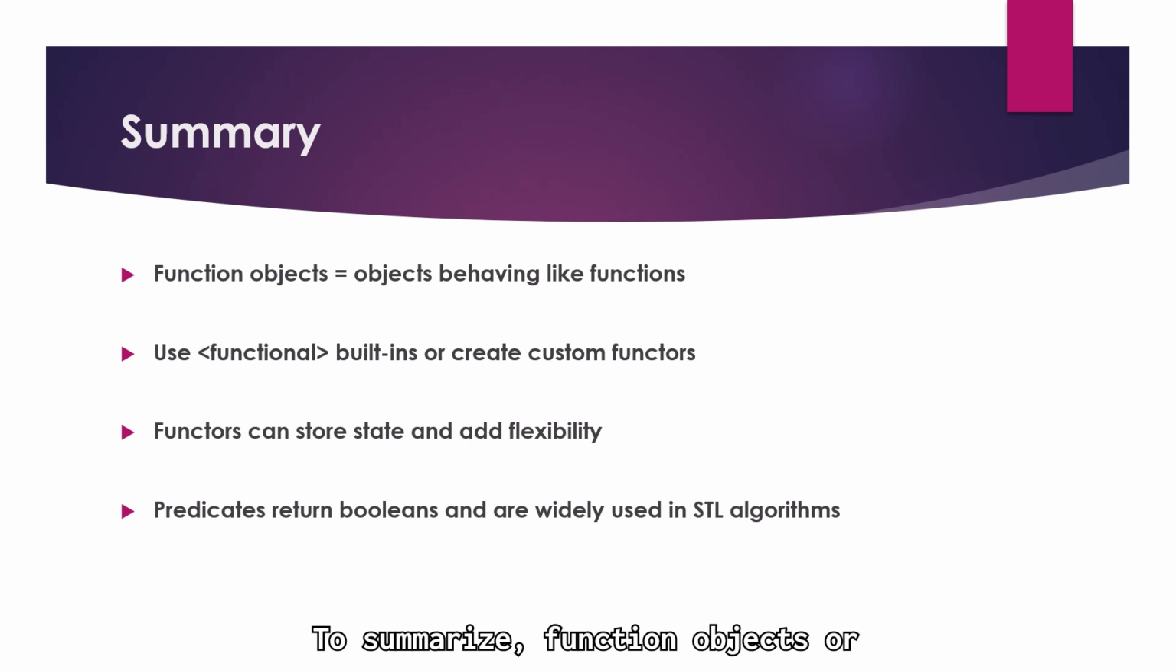To summarize, function objects or functors are classes that overload the operator() and behave like functions. They can hold state and be reused across various algorithms, offering more flexibility than traditional functions. STL provides many built-in function objects in the functional header for common tasks. Predicates are just callable objects that return a Boolean value and are heavily used in filtering and searching algorithms. Understanding how and when to use functors and predicates will make you a more effective C++ programmer, allowing you to harness the full power of the STL.